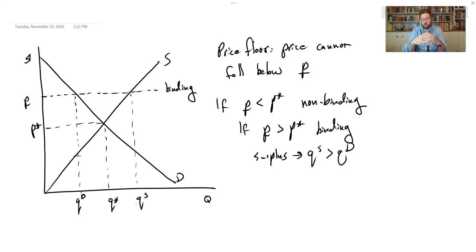Another option is that the government says, you can't charge a price below this, and that's the end of the story. In that case, even though in theory firms would be able to get this price, they know that if their quantity supplied exceeds the demand, they're not going to be able to sell their product. An example of this is the minimum wage.